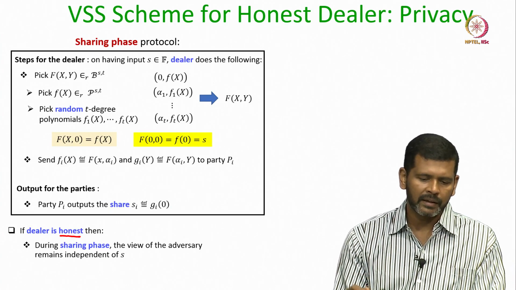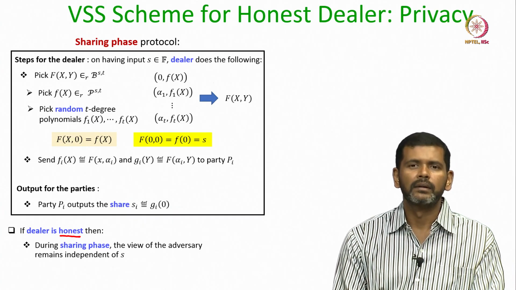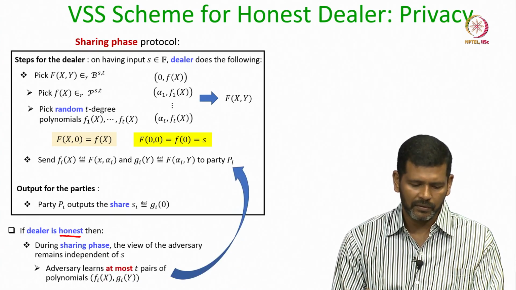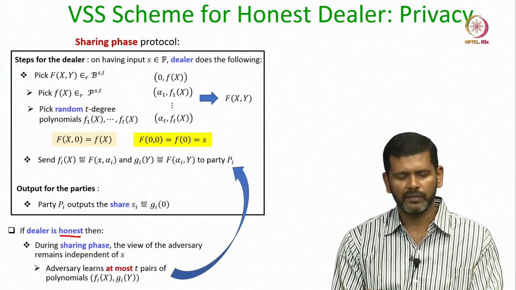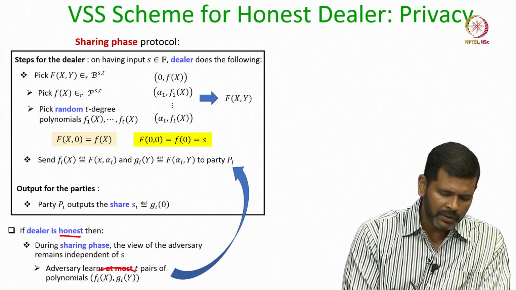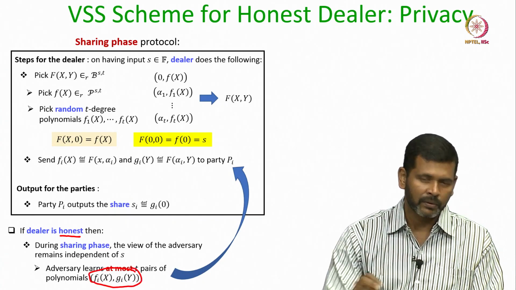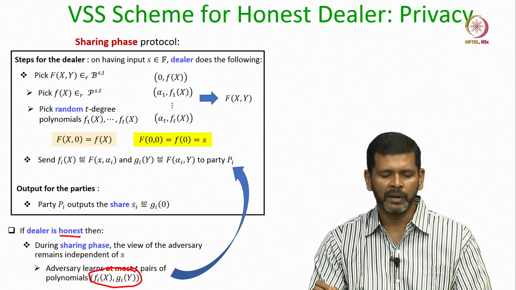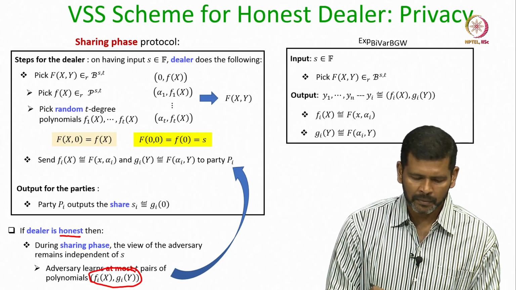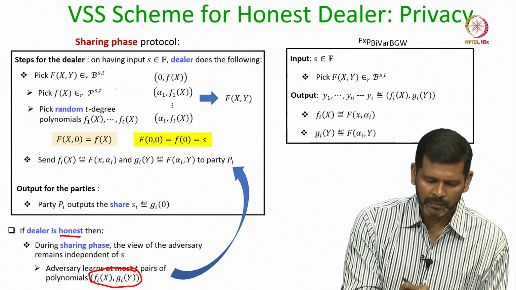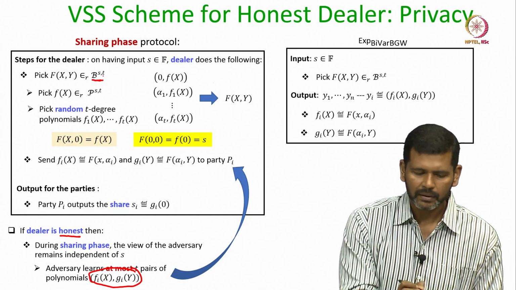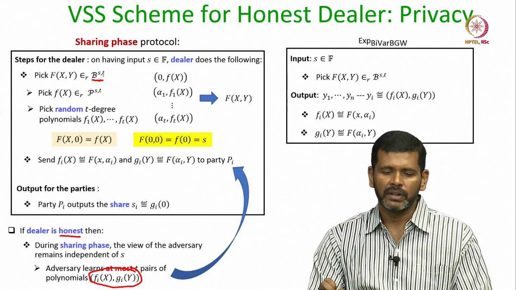Now, is it guaranteed in this protocol that no information about the secret S is learned during the sharing phase? How much information does the adversary learn in this sharing phase protocol? Well, it learns at most t pairs of row and column polynomials on the dealer's bivariate polynomial. And what is the dealer's bivariate polynomial? It is a random t degree bivariate polynomial with its secret being the constant term.